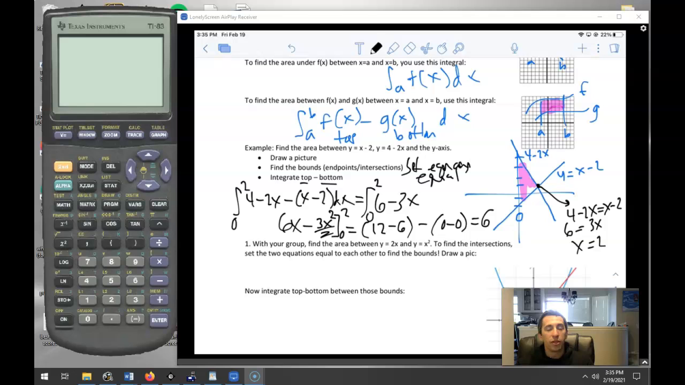So that's how I can find an area between two curves. I need to find the bounds, which could include the endpoints and then the intersections between the two curves, and then just integrate the top function minus the bottom function.